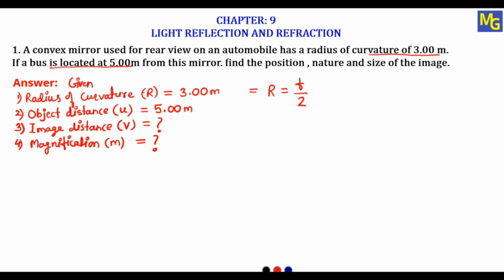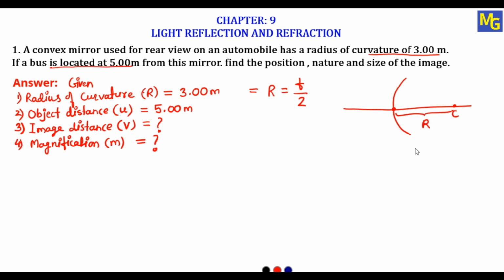So if this is our convex mirror and this is our principal axis, then this will be the center of this mirror, and this will be the center of curvature. Then the radius of curvature is nothing but this whole distance. This is called r, radius of curvature, which is 3 meter.